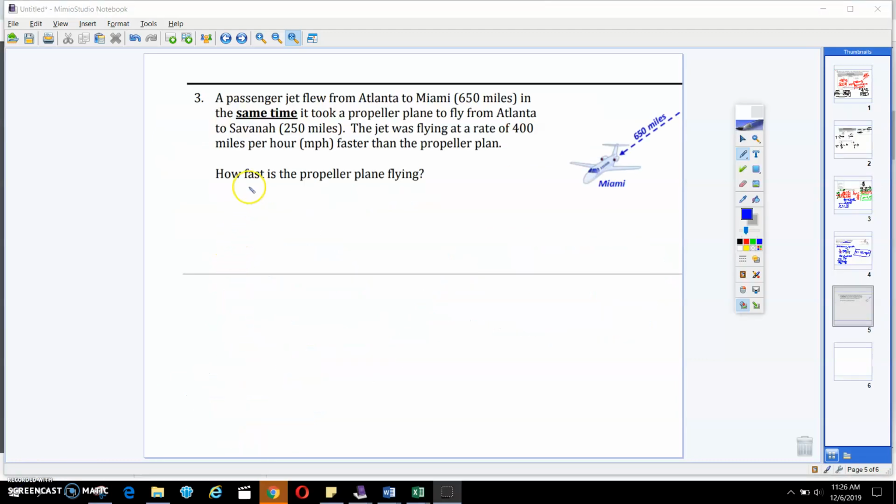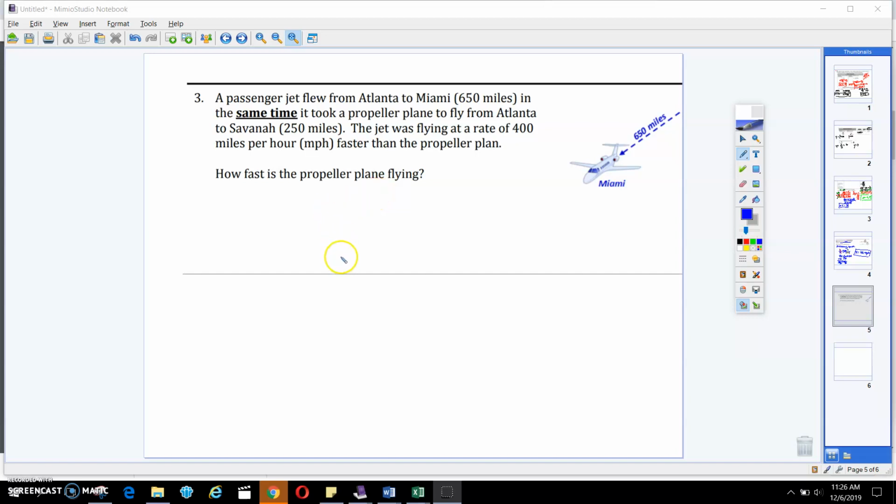On this one, again, this is not in your packet. A passenger jet flew from Atlanta to Miami, that's 650 miles, in the same time it took a propeller plane to fly from Atlanta to Savannah. The jet was flying at a rate of 400 miles per hour faster than the propeller plane. How fast was the propeller plane flying?